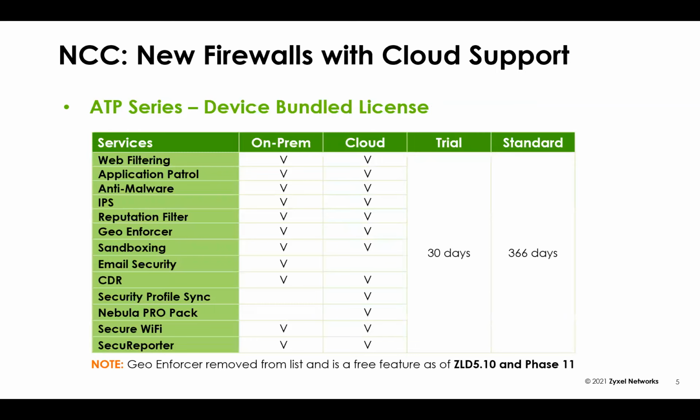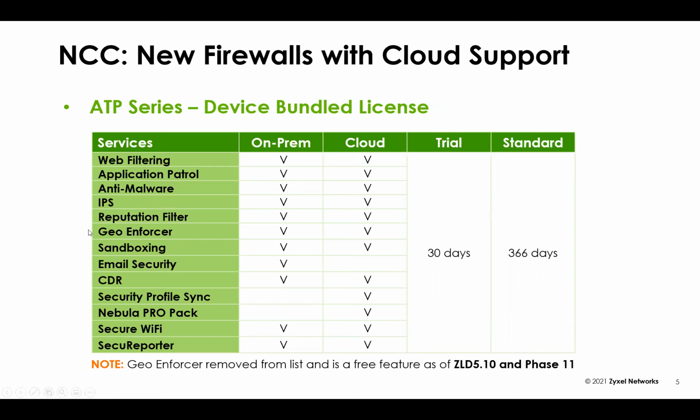Now looking at the bundled license, we can take a look and see how they differ from the on-premise or the local managed mode versus the cloud mode. With the ATP, it's a Gold Security Pack that you get. And with that particular Gold license, you can't pick and choose what services you get. It's an all-in-one bundle. So as you can see here for the regular Gold Security Pack, you get your web filtering, that's going to be your content filtering, your application control, your anti-malware, your IPS, reputation filter, Geo Enforcer.